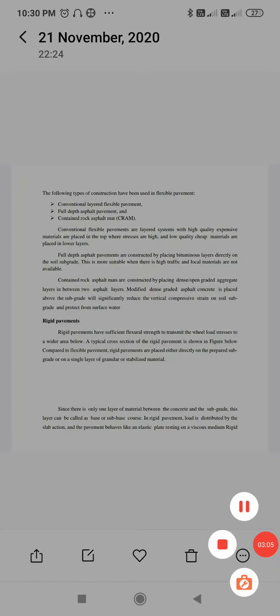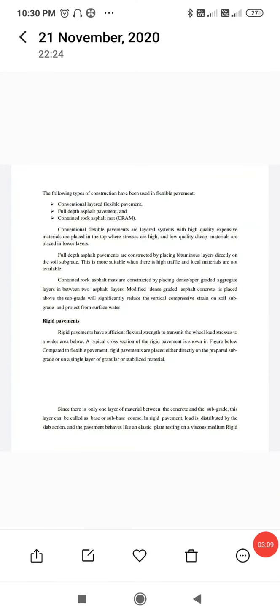Conventional flexible pavements are layered systems with high quality expensive materials placed at the top where the stresses are high, and low quality cheap materials placed in the lower layers. Full depth asphalt pavements are constructed by placing the bituminous layers directly on the soil subgrade. This is more suitable when there is high traffic or local materials are not available.